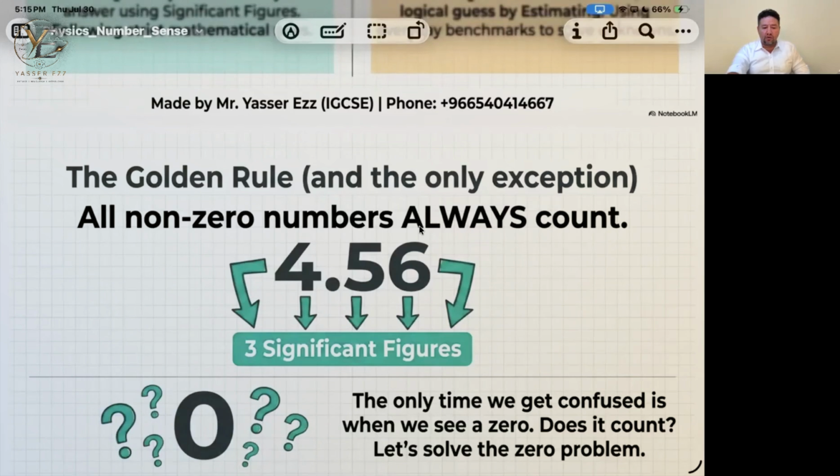First of all, the golden rule we have today is that all non-zero numbers always count. So all non-zero numbers are counted. The problem is with zero, whether it is at the beginning of the number, at the end of the number, or in the middle of the number. All non-zero numbers are always counted. For example, 4.56 is considered as three significant figures. We have here three significant figures.